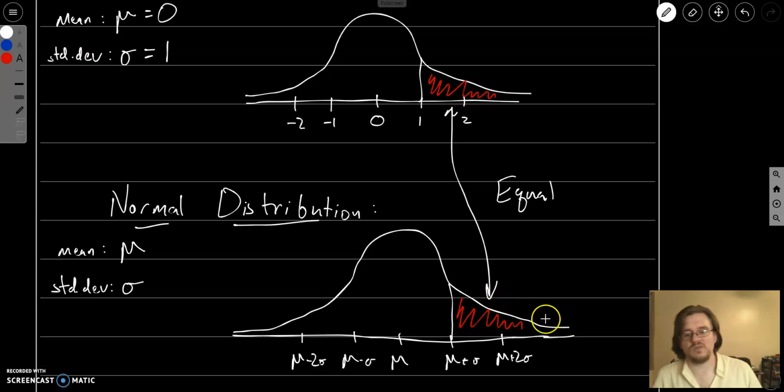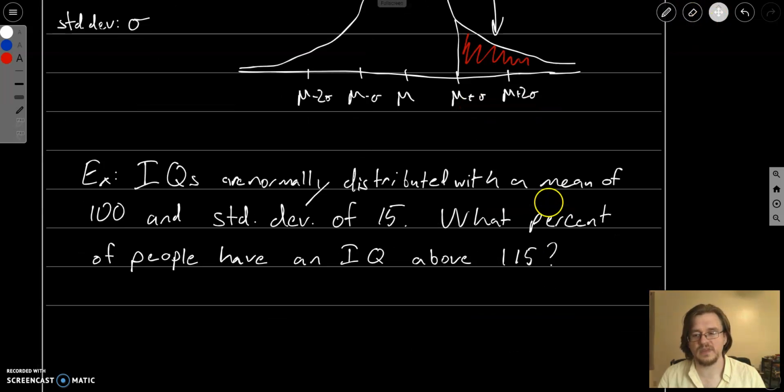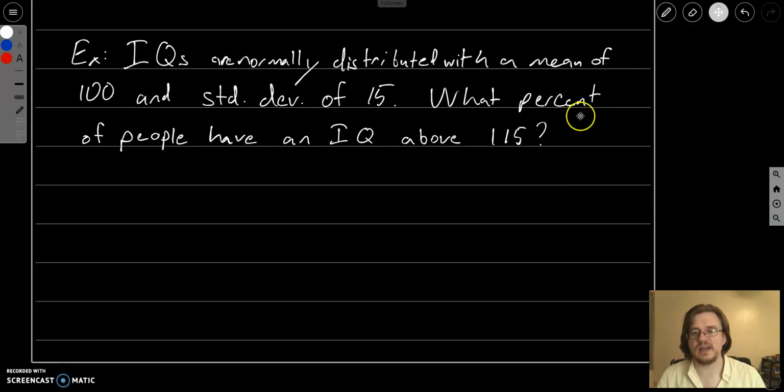So rather than working with this normal distribution in general and using our complicated formula, the easiest thing to do will be to put it back into a standard normal distribution and analyze it here. So we'll just adjust the numbers so that they match up, and then we can use our STAT216 calculators to be able to calculate this. So let's look at an example. Here we've got IQs are normally distributed with a mean of 100 and a standard deviation of 15.